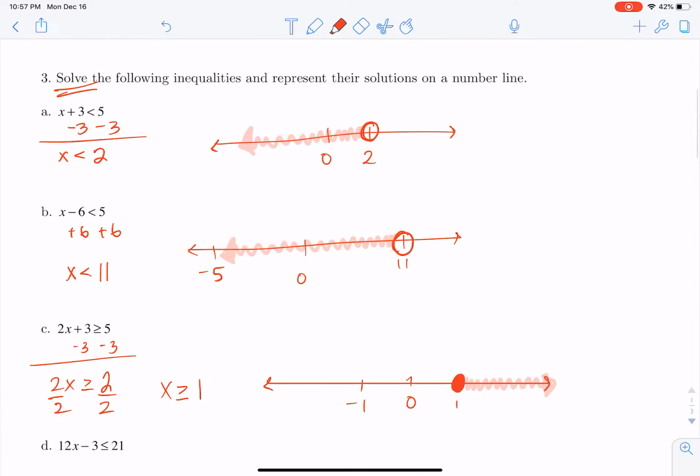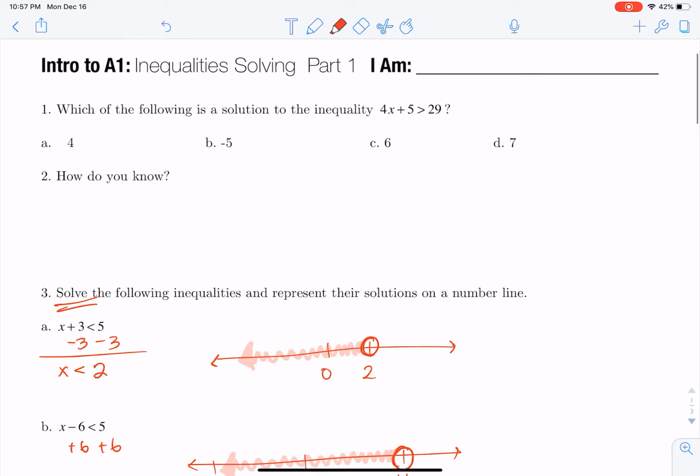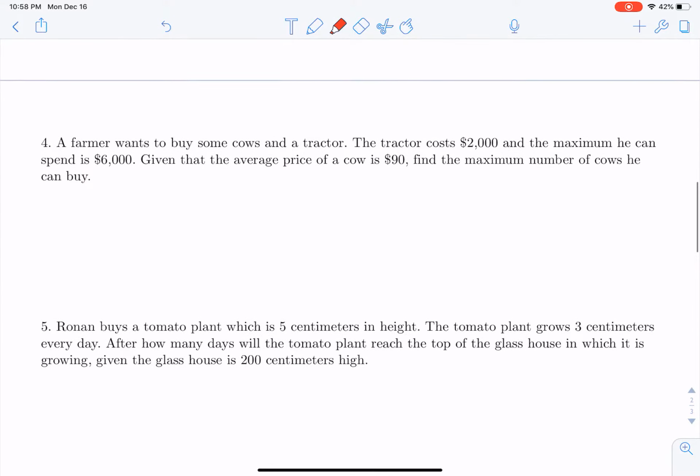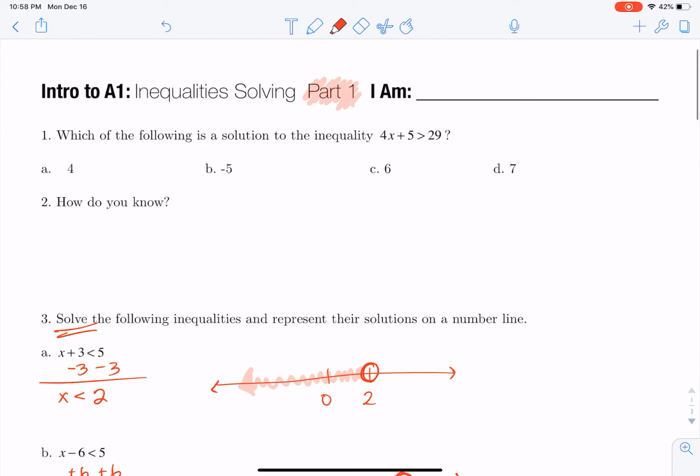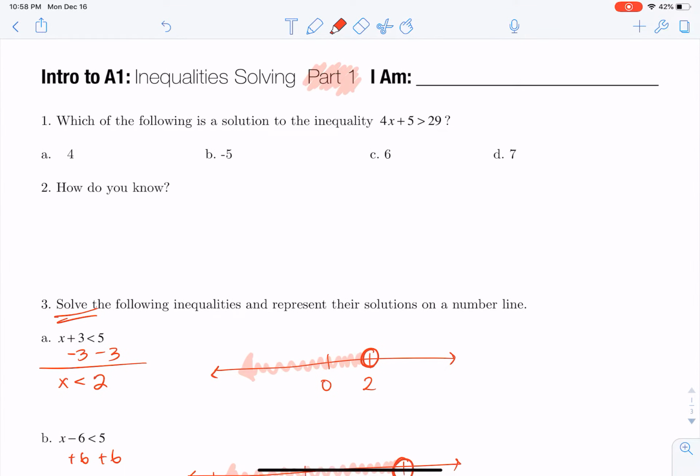So I'll let you go through. This is just to get you started here. Again, this is part 1 of our inequalities. I'll let you work through the rest of these problems. There's some word problems on the back for you. Please let me know if you have any questions.